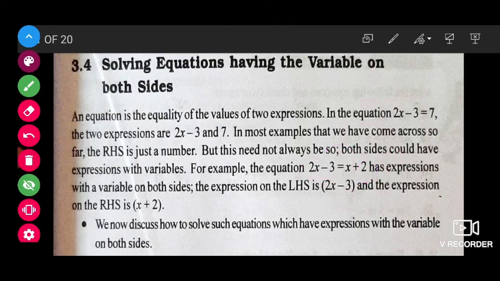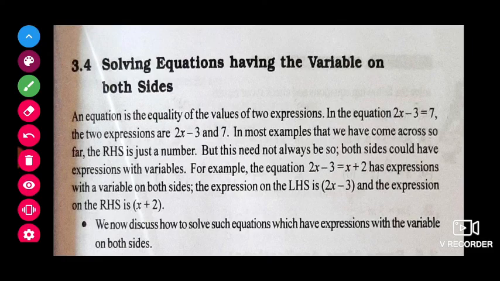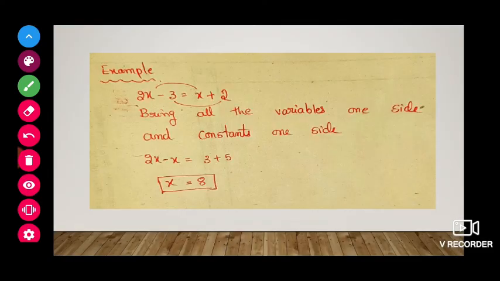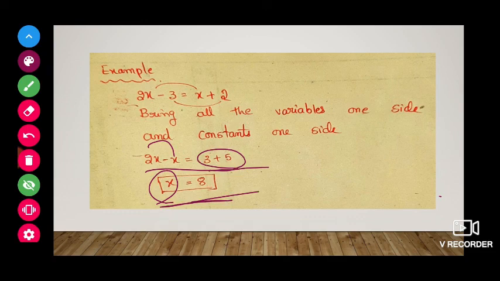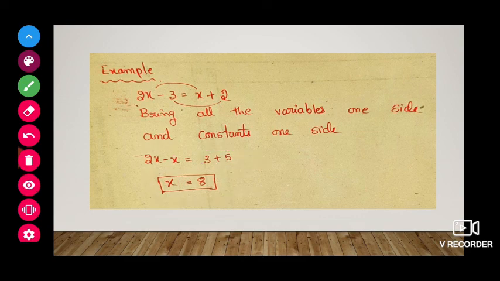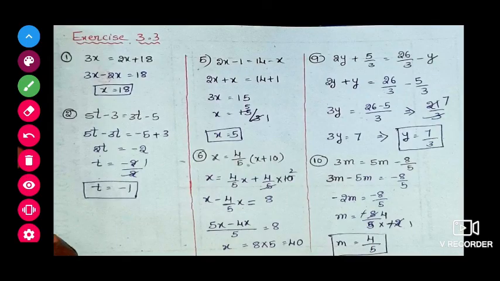Okay, here I'll show you that explanation. And the same thing here. 2x minus 3 is equal to x plus 2. Now bringing all the variables to one side and constants to one side, we will get 2x minus x is equal to 3 plus 5. Now 2x minus x will get x, and 3 plus 5 is 8. The value is 8. This is a simple example, in the same way we will do all the remaining sums. Okay. Now we will discuss the exercise which is based on this concept, means both the sides having a variable. Now exercise 3.3.